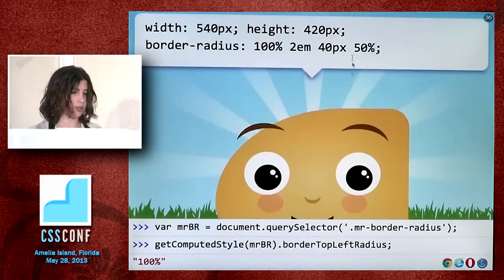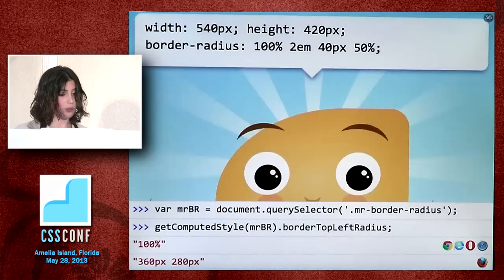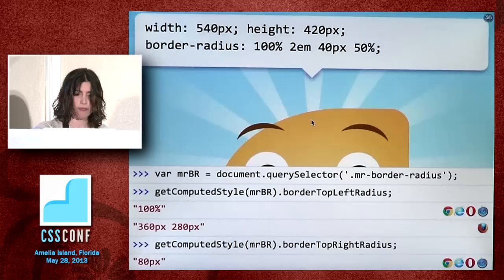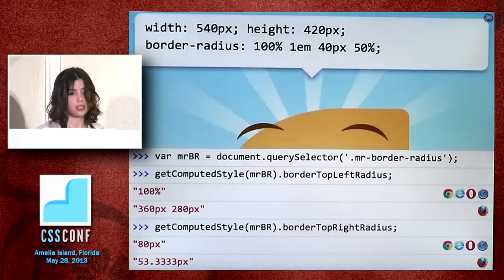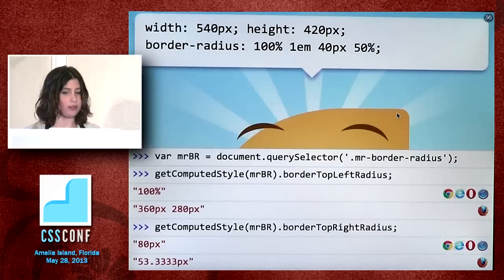Most browsers return 100%, which is what we specified. Firefox is being smarter, and it resolves the 100% to pixels, and it also scales it down to what was actually applied. Because here we don't have a radius that's 100%. We have 360 pixels and 280. And if we try to get the top right radius, similarly, all browsers return 80 pixels, which is the ems we have converted to pixels, so they at least bother to do that. But they don't do anything else. Firefox is smarter. It returns the actual used value, which is really convenient. That's why I'm using Firefox for this presentation. Otherwise, I wouldn't be able to do this cool showing the curve thing. I don't use Firefox on a daily basis, but it's really useful for this talk.